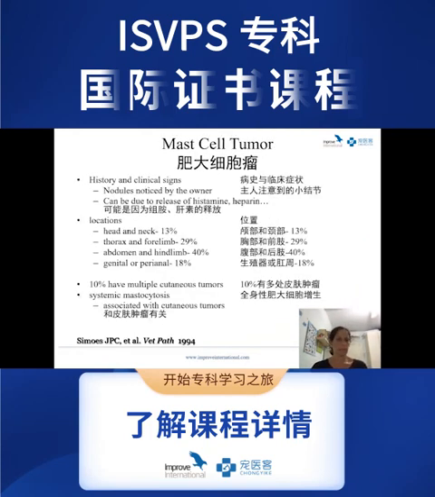For the history and clinical signs, we can just see nodules noticed by the owners, or we could see a dog that is really sick due to release of histamine and heparin. The locations can be anywhere in the body. 13% have been reported in the head and neck, 30% in the thorax and the forelimbs, 40% on the abdomen and hind limbs, and 18% in the genital and perianal areas. 10% of these dogs have multiple cutaneous tumors, and some may have systemic mastocytosis, which has been shown to be associated with cutaneous tumors.